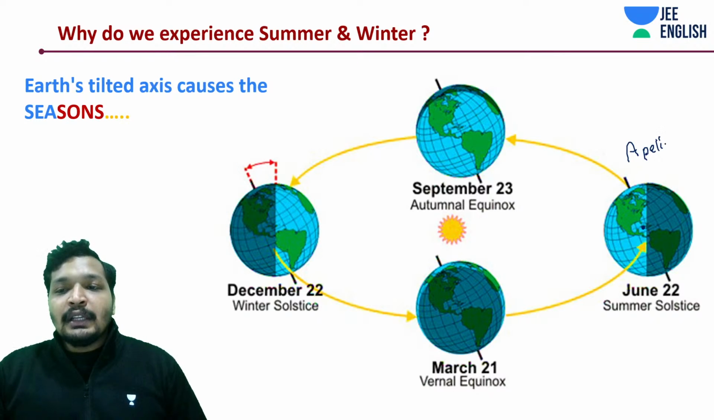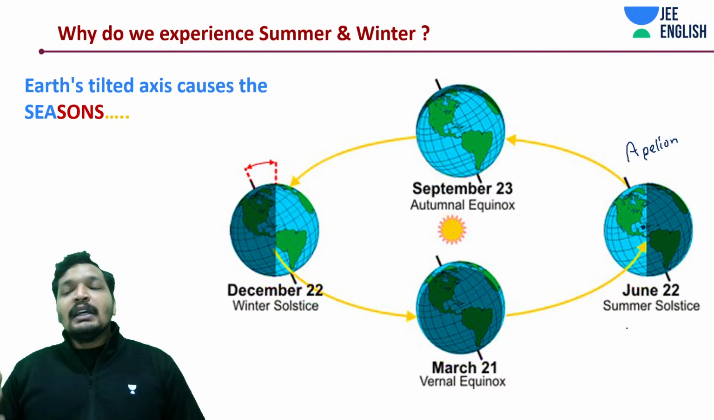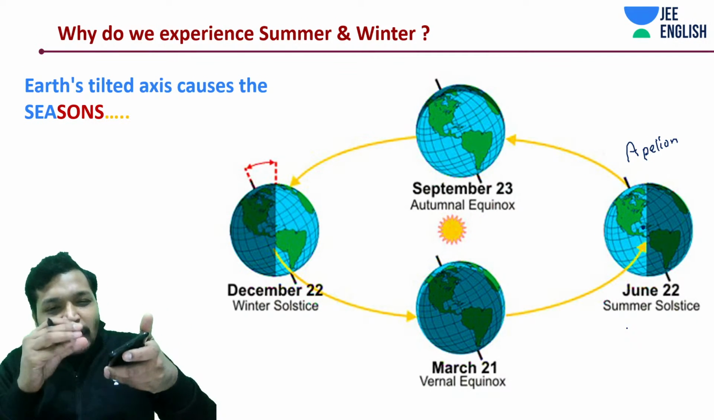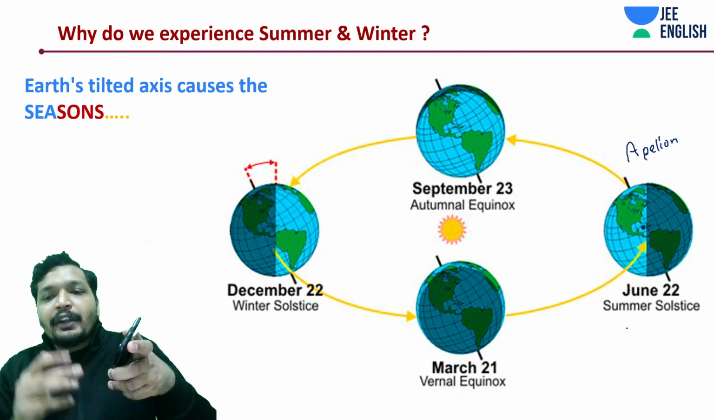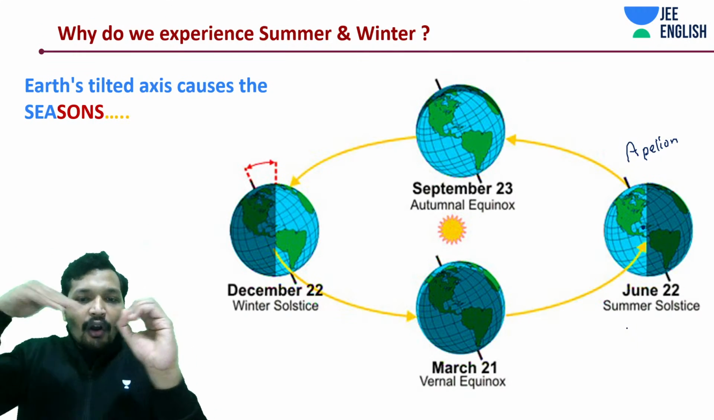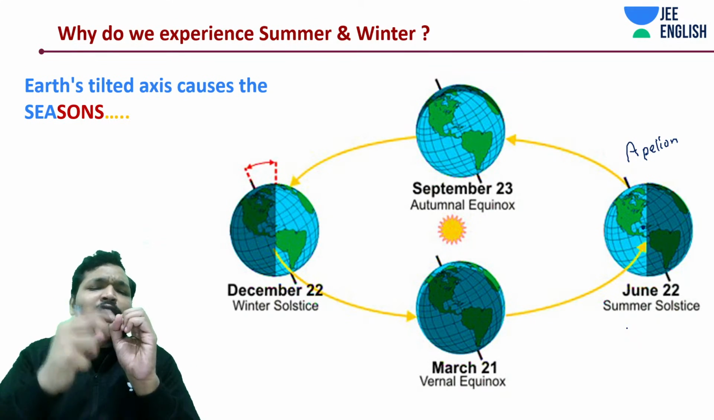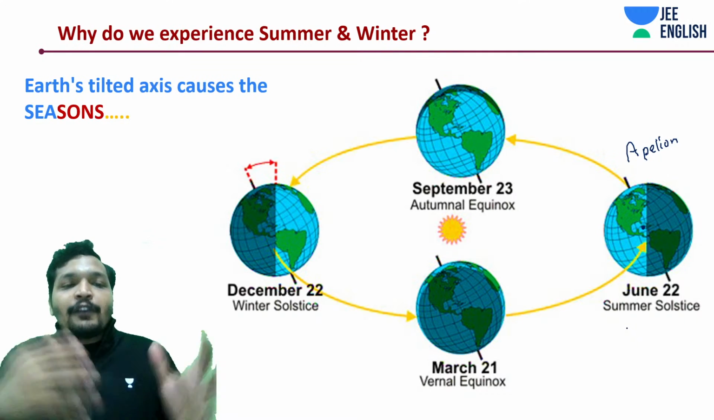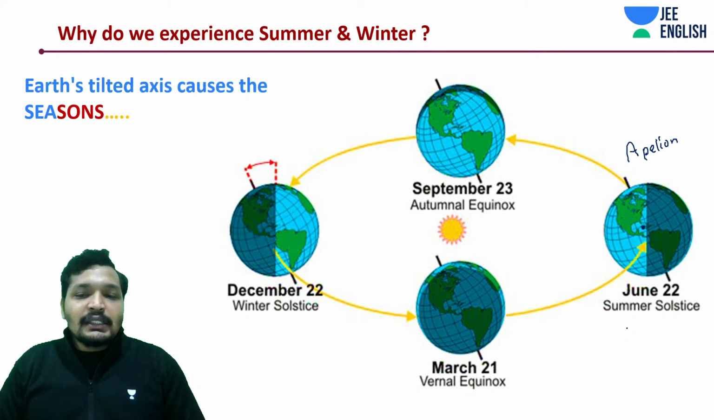Near aphelion, we'll be having the June month, and at that point all these radiations are getting focused at a very small point. Your Earth is tilted such that all the radiation from the Sun is falling in a small spot around the Earth. So all the energy is focused at one point. Hence, we are having summer.